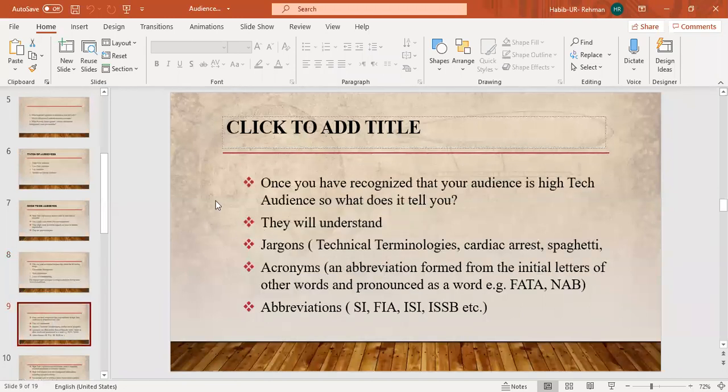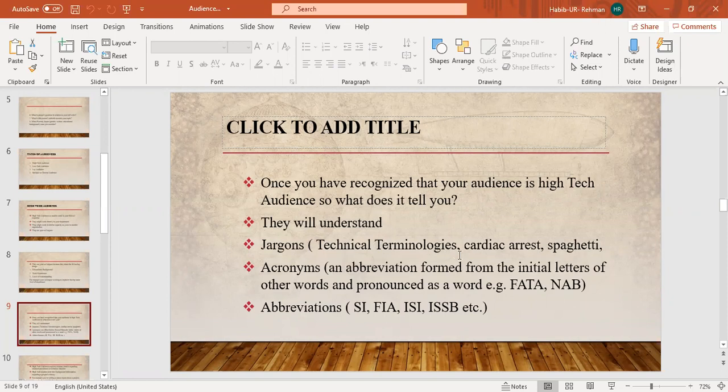So when you know that your audience is high tech audience, what does it tell you? It tells you that because they are experts in their field, they will understand jargons, acronyms, and abbreviations. For example, if you use technical language, jargons mean specific words or vocabulary related or connected with a specific field. Technical terminologies: because they are experts, whenever you write something you can use technical terms, because they know those technical terms.